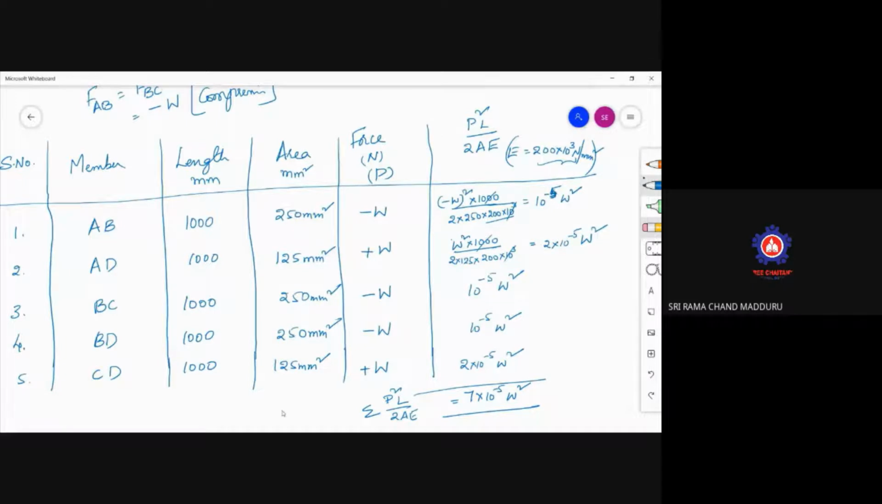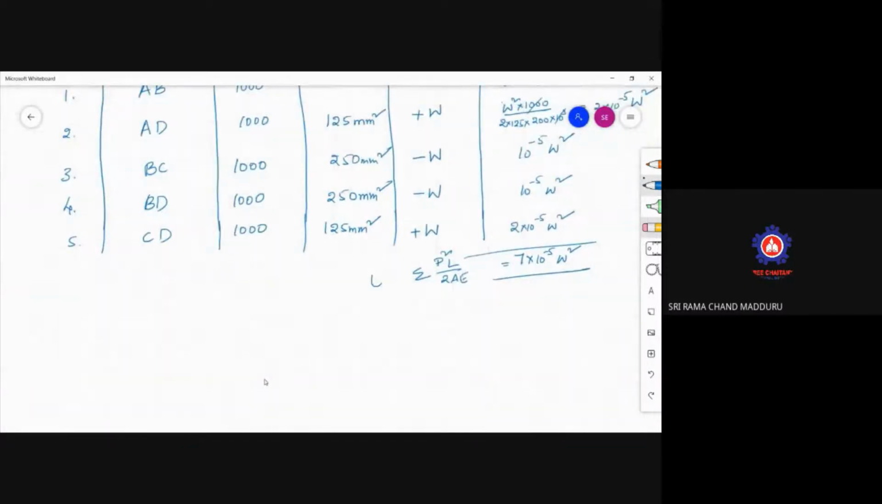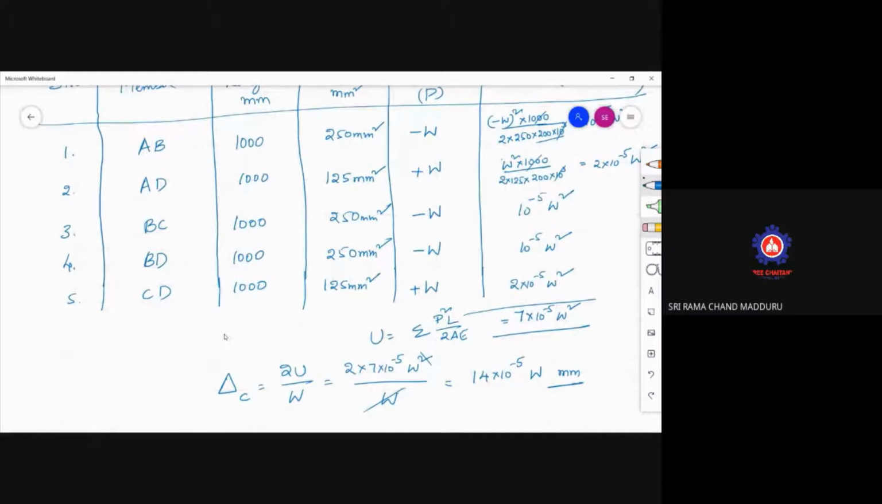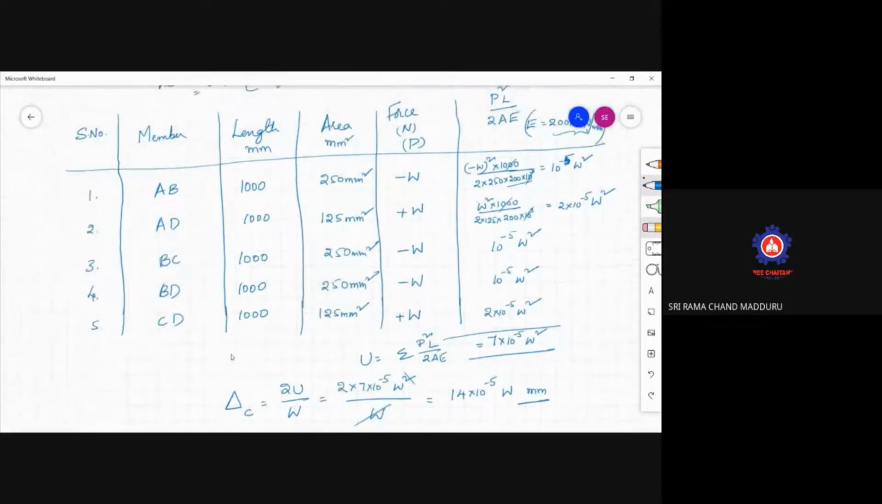which is nothing but the strain energy U. If you would like the deflection at C, that is nothing but 2 by W into 7 into 10 power minus 5 into W square. So this is nothing but 14 into 10 power minus 5 W. W is the load. Whatever load you substitute, the corresponding deflection at C can be calculated. This is how we solve a problem for deflections in a pin jointed frame. Remember, this is applicable for pin jointed frames where the members are subjected to only either axial tension or axial compression.